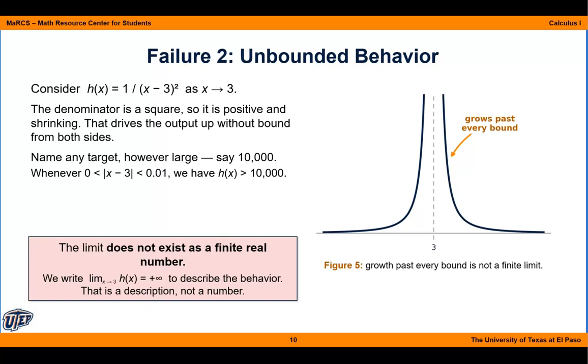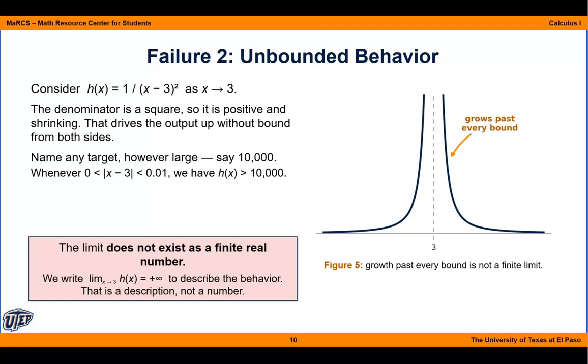The second type of failure is unbounded behavior. Consider the function shown on the slide as x approaches 3. Because the denominator is squared, look at h of x, it remains positive on both sides of 3. As x gets closer to 3, the denominator becomes an extremely small positive number. Dividing 1 by an increasingly small positive number produces increasingly large outputs. Therefore, the function rises without bound from both sides.